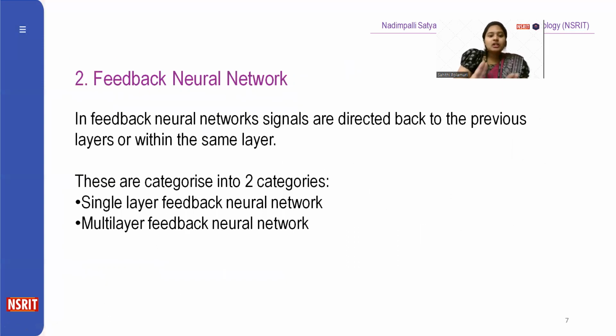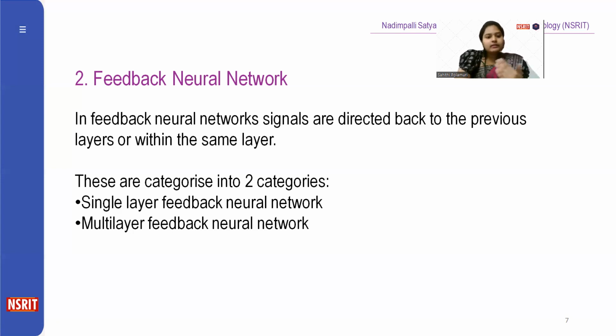Next, coming to the second type of neural network, which is the feedback neural network. We can even call these feedback neural networks recurrent neural networks. In the name itself, we have feedback. That means some feedback will be sent back to the previous layers or within the same layer. In feedback neural networks, some feedback will be sent to the previous layers. That is why we call it a feedback neural network. Another name for this feedback neural network is recurrent neural network.